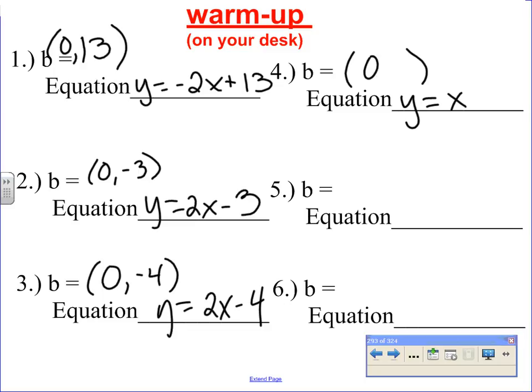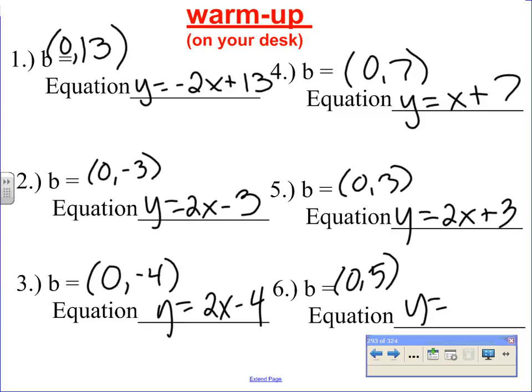Okay, good. Okay, number 5, we have B should be 3, and the equation is y equals 2x plus 3. Number 6, B is 5. We have y equals 5 on this one because your slope is 0, so you only have y equals a number. Nathan S., go ahead.